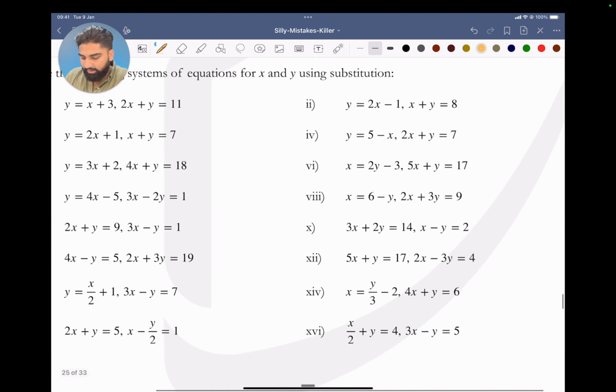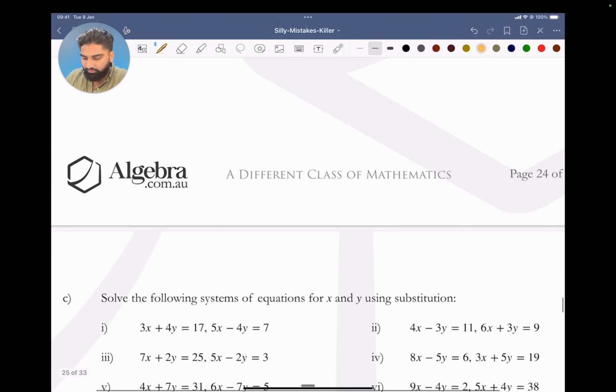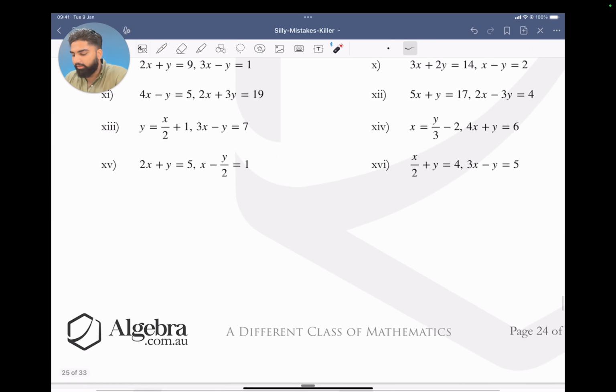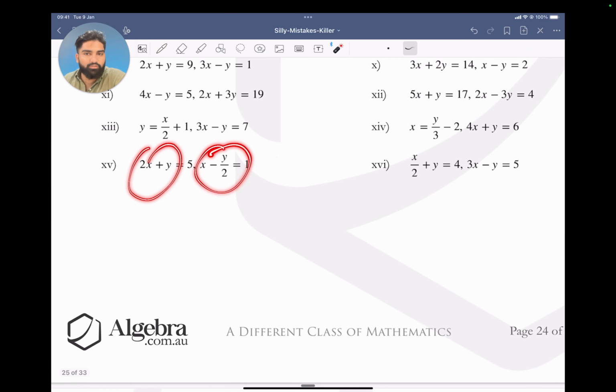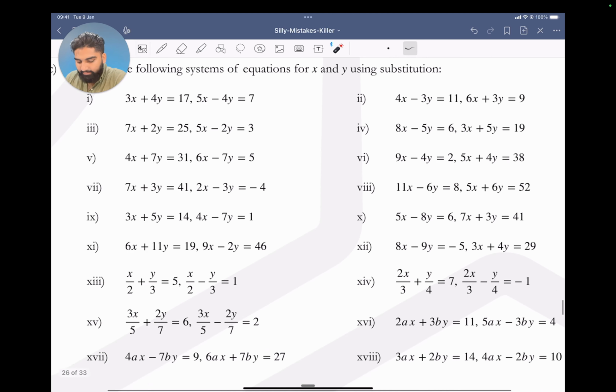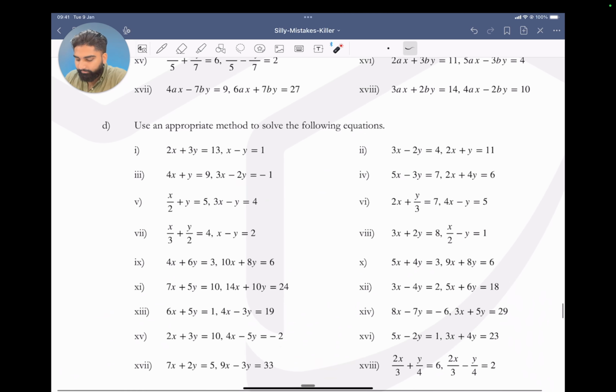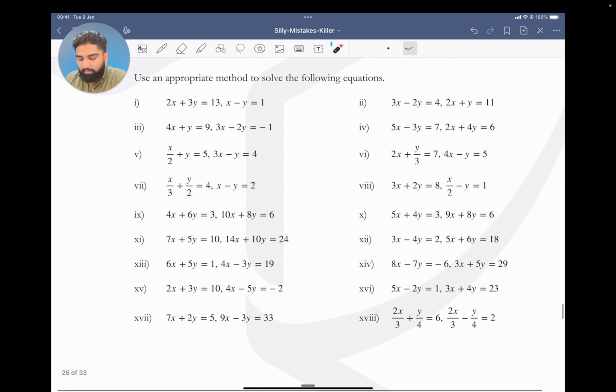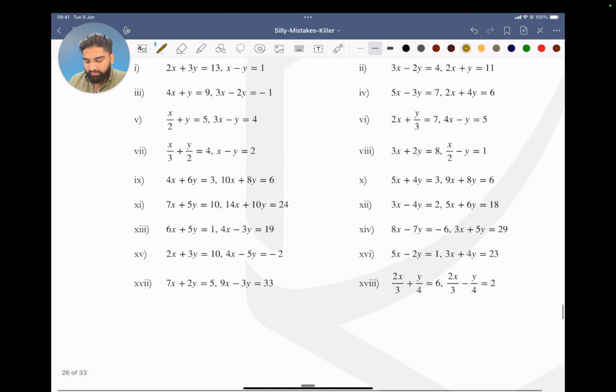Let's keep going. Now, you can try a bunch of these more substitution ones. They get a little bit harder. Some of them, you can see here, you can't substitute straight away. You have to make y or x the subject first, and then substitute. Give them a try. You can use elimination as well, by the way. So I think I'll do one elimination one, only because it's so satisfying.